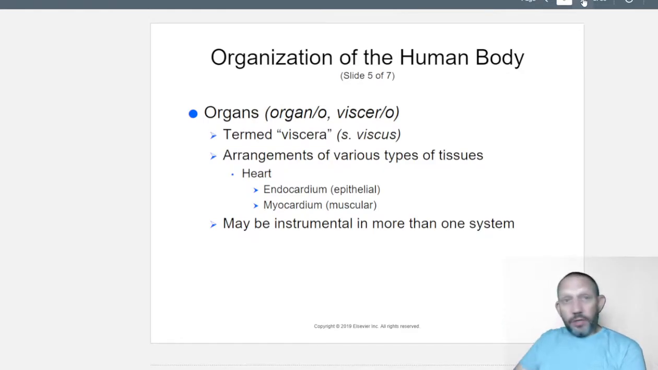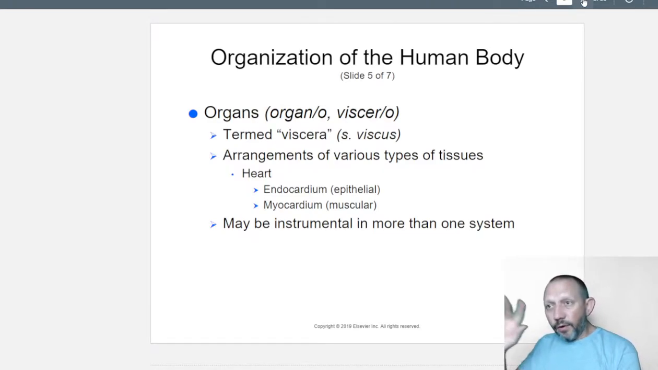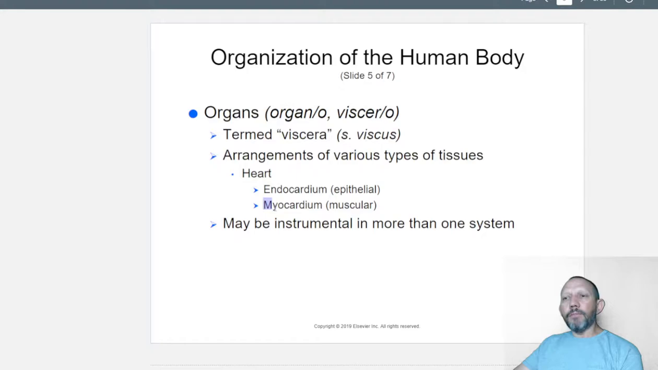So organs, remember when I said before, viscera, eviscerate, to cut out your organs, right? Organs are groups of tissues working together. Endocardium is an epithelium, myocardium. So whenever you see the word myo up here, oh, look, I can highlight. That's cool. Whenever you see the word myo, that means muscle. Cardi means heart, okay? So if you like Cardi B, you love heart, Cardi B is because of heart.